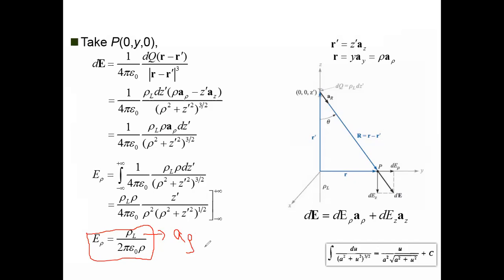I'm already sending you the recordings, but still I ask you to note it down: the electric field due to an infinitely long linear charge conductor is given by rho L, where rho L is the linear charge density, upon 2 pi epsilon rho, so a rho, and the direction is along the rho axis. It is a rho.